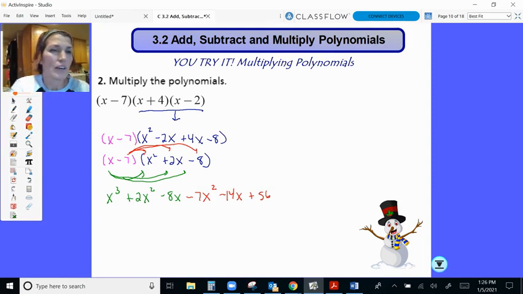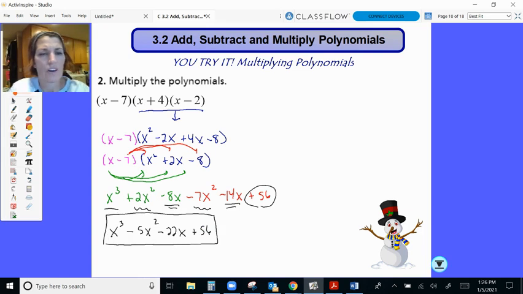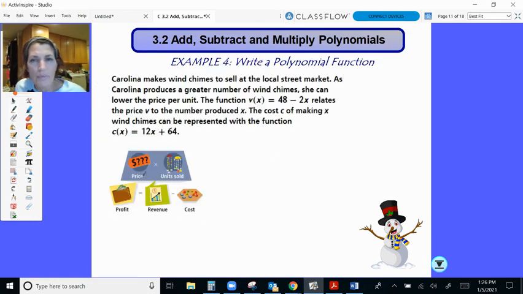Okay. Now let's go ahead and combine all of our like terms. We have our x cubed all by itself. We have a couple of squared terms here, so a negative 5x squared. And then we have negative 8x and negative 14x. What does that give us? A negative 22x. And then we have our lone positive 56 at the end. And there we have our cubic polynomial of 4 terms. Okay? All right, so now we're going to put a little application to this.